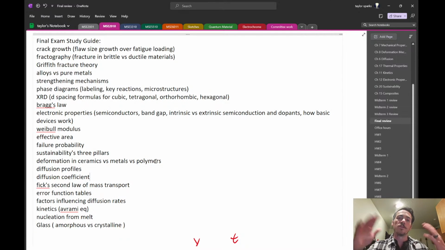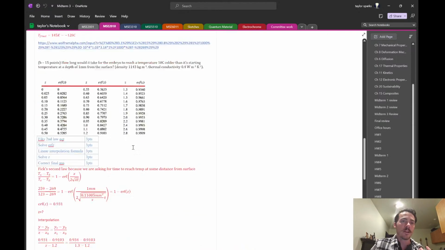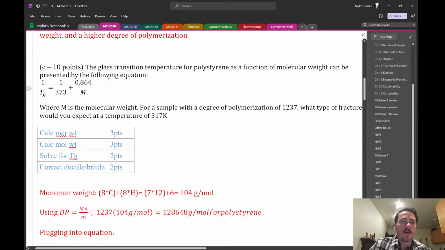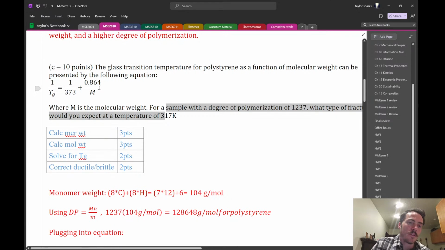Because you don't have time to go back and redo all the homework. That took hours and hours. But you can go through the steps and make sure that you can follow the steps. And remember in this class, if you look back at all the previous exams, every one of them, look how heavily we weight partial credit. For this one here, it said the glass transition of this material can be calculated from this equation where this and this is that. Calculate, for a sample that has this degree of polymerization, what type of fracture would you expect? So of the 10 points on this, 3 of them come from first calculating the mer weight. 3 of them come from turning that into a molecular weight.